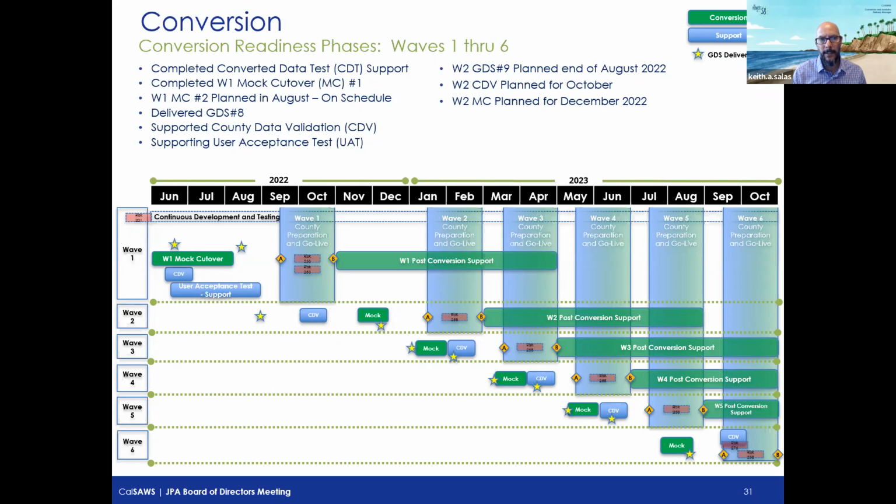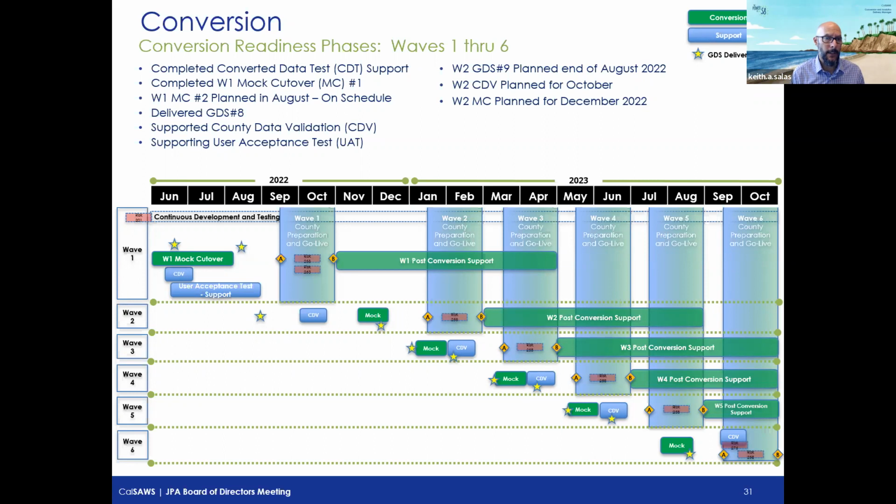That also went into county data validation. What that represents is bringing in counties from wave 1, inclusive of Contra Costa this past month, to participate in a review of their converted cases in our conversion environment to confirm that their cases are looking right.